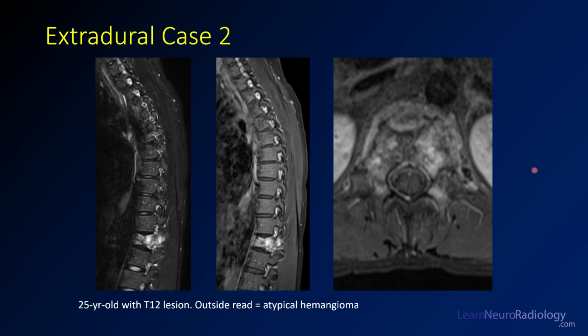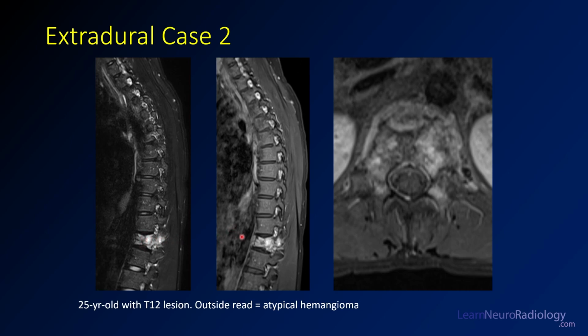Here we have a second case. This is a 25-year-old with a lesion in T12. It looks like they have this pathologic fracture. Here we see on T2 a T2 hyperintense lesion. This is fat suppressed, so you see it outlined here in the T12 vertebral body, extending into the pedicles and posterior elements. You see some height loss of that vertebral body.